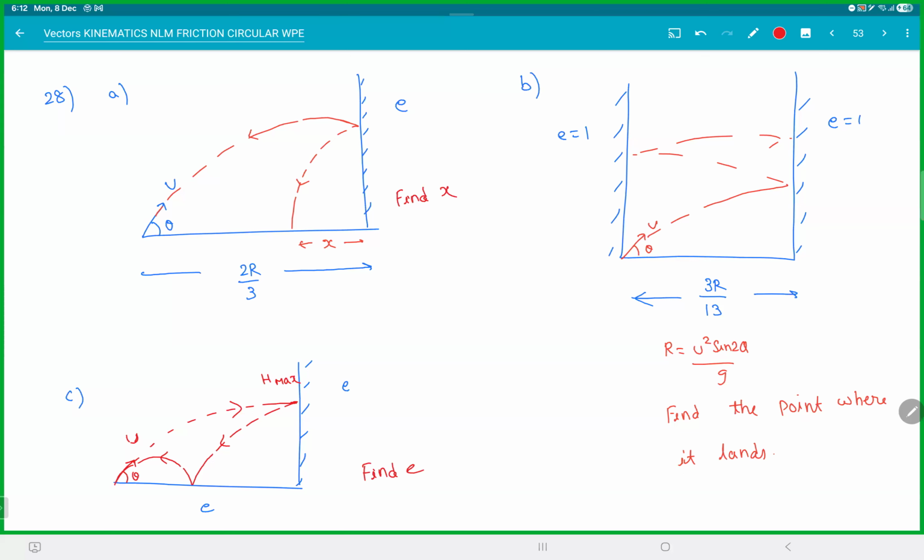Let's get them all. Let's get the first two. First two are actually easy. Second one still requires little work. R is the range. So you're hitting at 2r by 3 in the first case. So you're not hitting at h max.